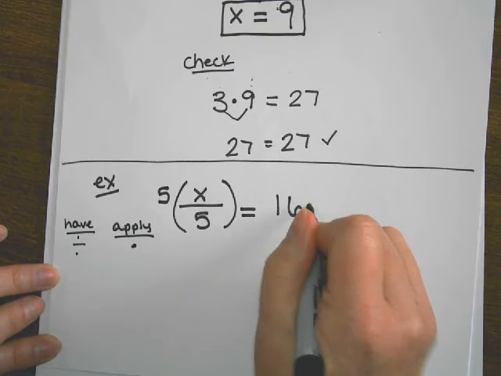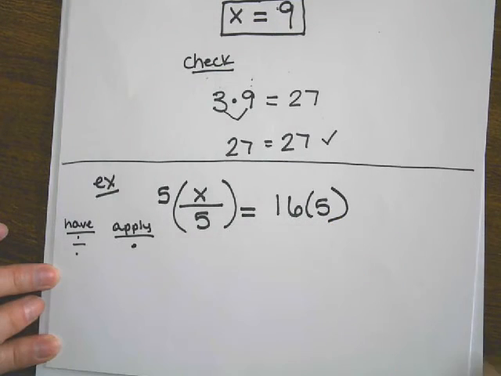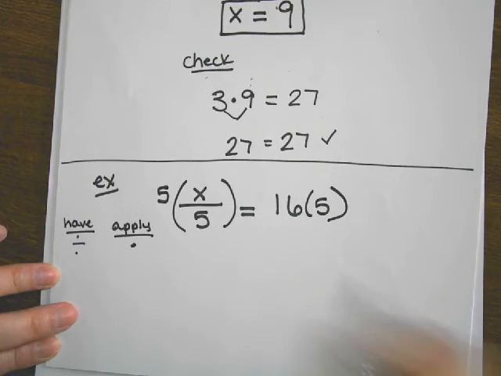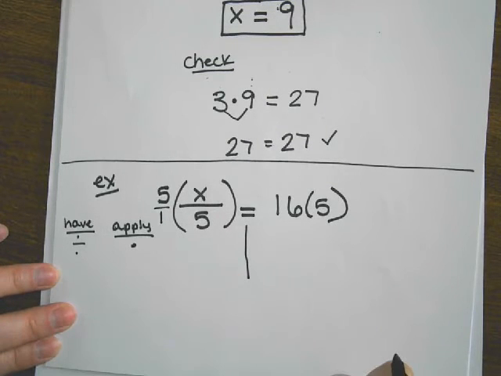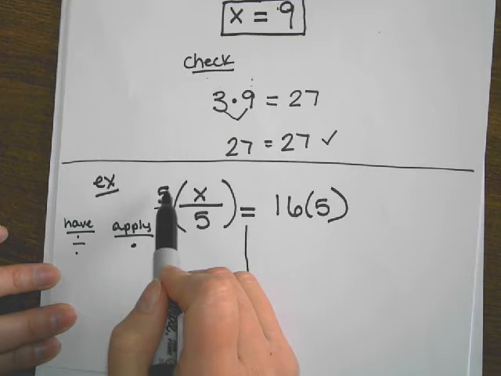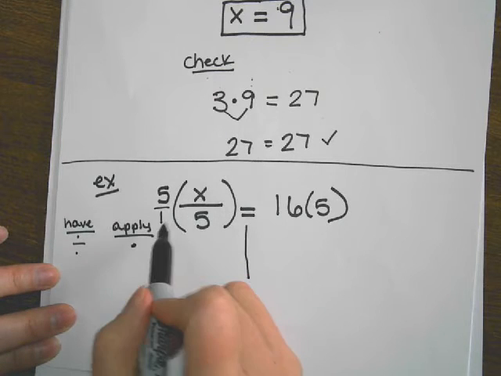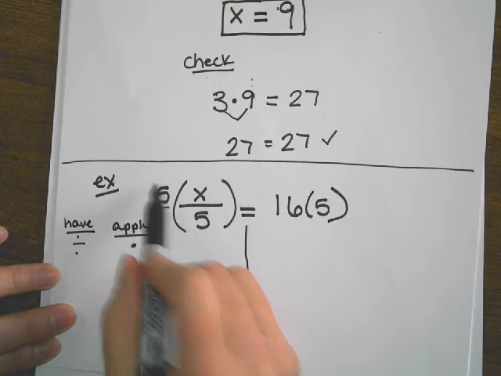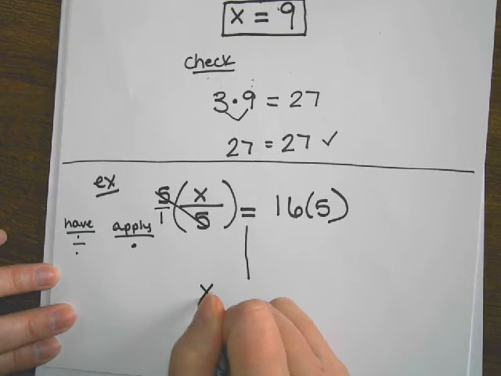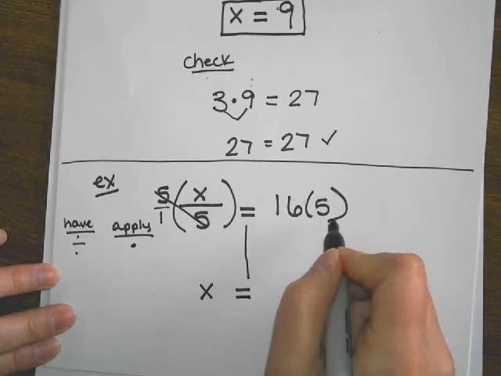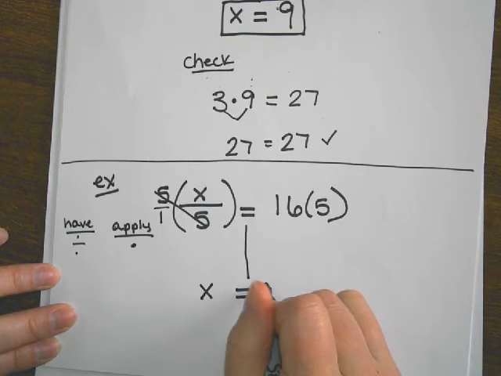Because if I multiply by 5 on both sides, this is technically 5 over 1. So what I'm going to get here is I'm going to get 5x over 5. Well, 5 over 5 becomes 1. So I'm going to end up with x equals 16 times 5 is 80.